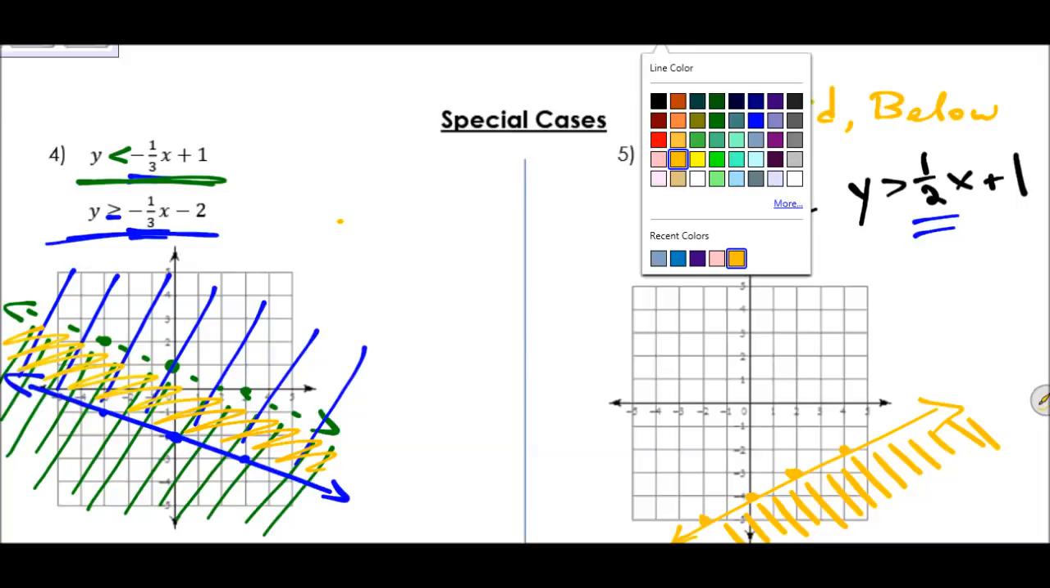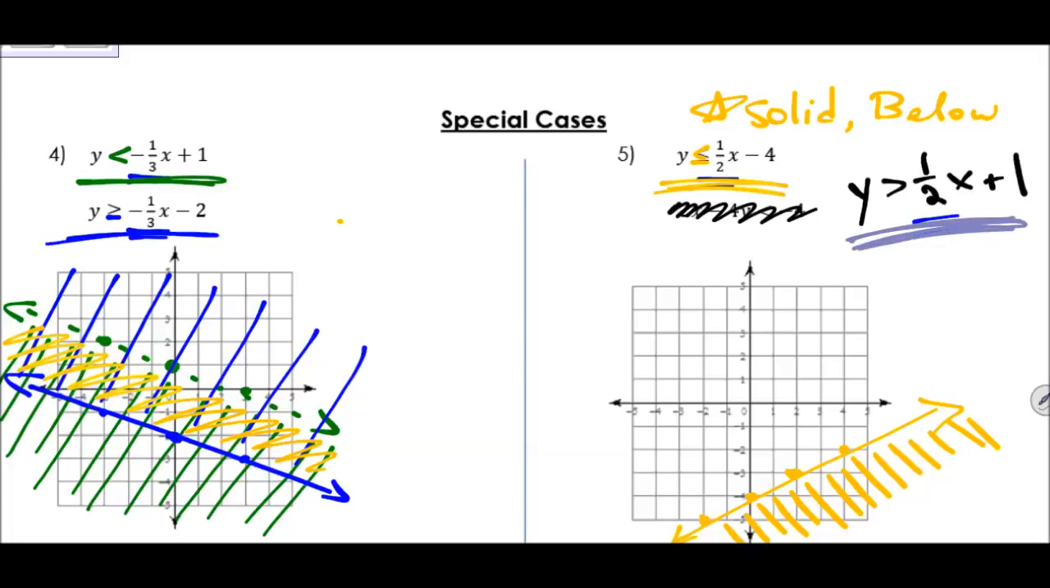The second one, let's go to, that has a y-intercept of 1, and the same slope. Slope of 1/2 is up 1/2. That one's a dotted line, saying y is greater than that expression. So it's a dotted line, and I'm shading above it.